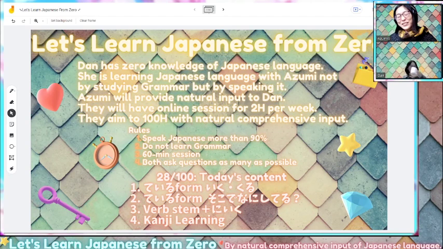Let's learn Japanese from zero, volume 28. Today's fourth section: Kanji learning introduction.